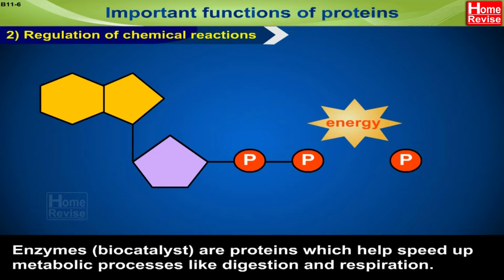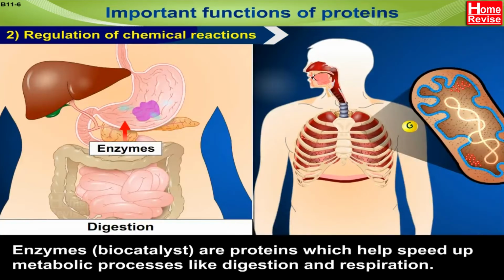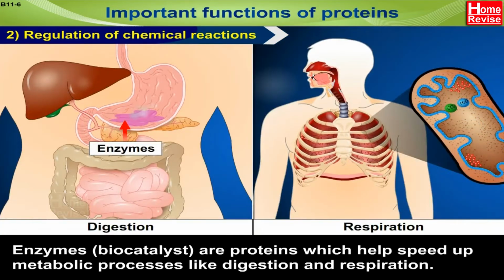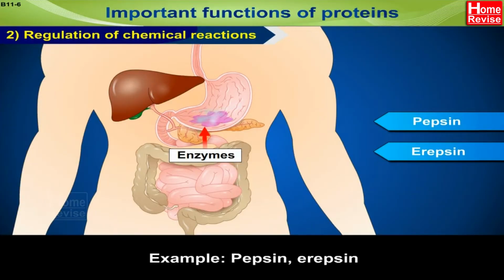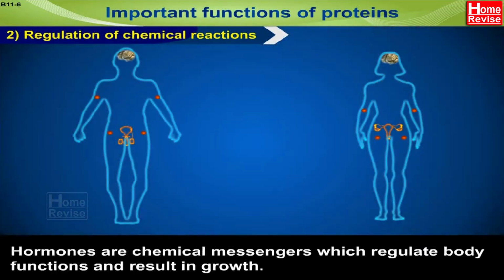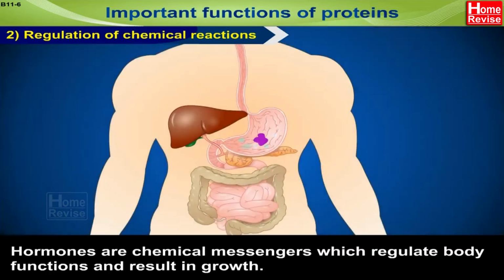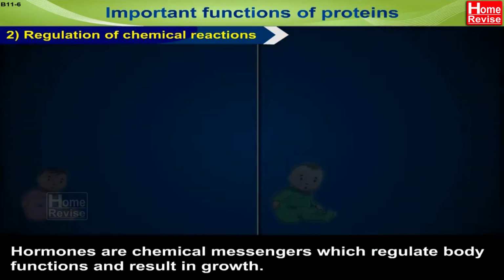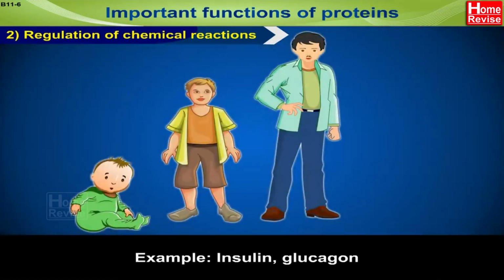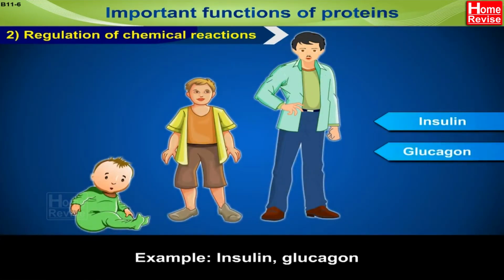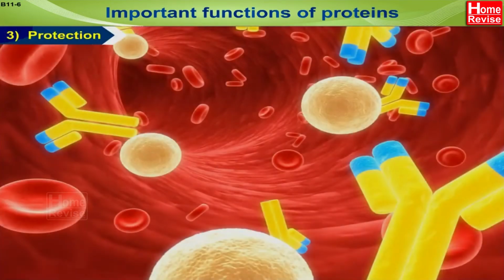Enzymes. Biocatalysts are proteins which help speed up metabolic processes like digestion and respiration. Example, pepsin, erepsin. Hormones are chemical messengers which regulate body functions and result in growth. Example, insulin, glucagon.